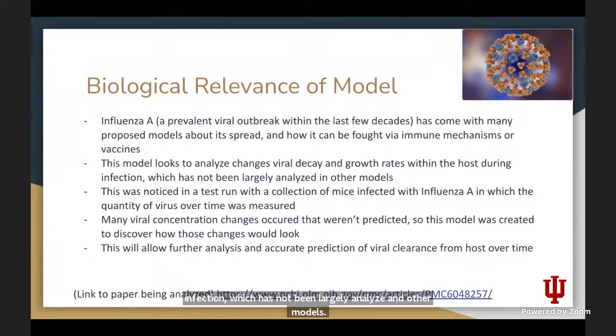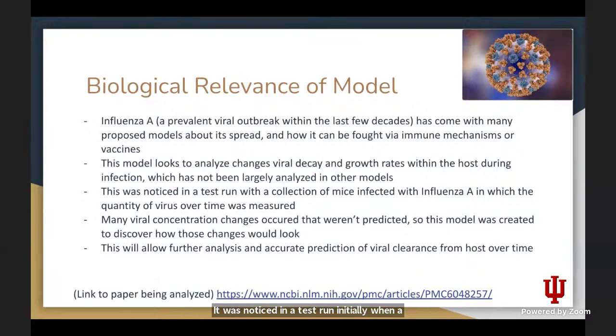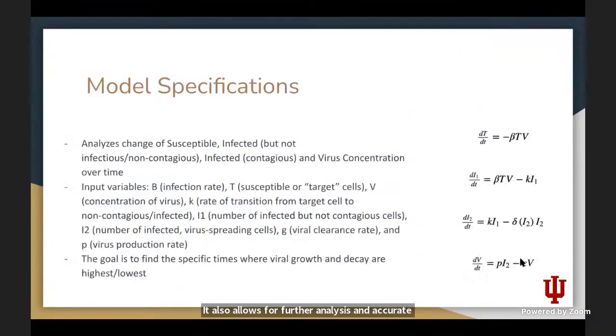It was noticed in a test run, initially, when a collection of mice were infected with influenza A, that the quantity of virus within the host subjects over time was not consistent, so it was measured over the course of time. And those concentration changes that occurred weren't really predictable. So this model was created to discover how those changes might look. It also allows for further analysis and accurate prediction of viral clearance from hosts over time.